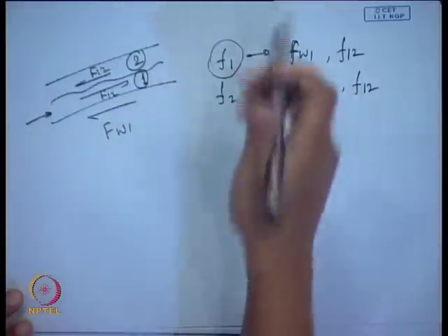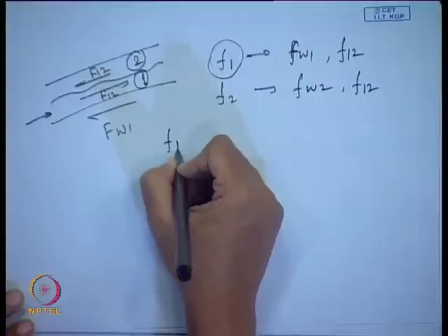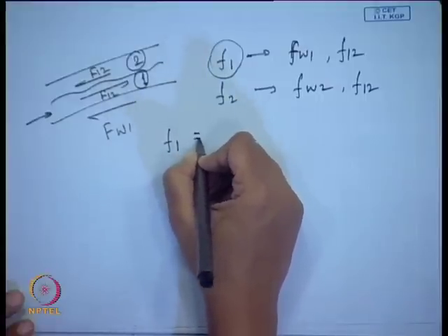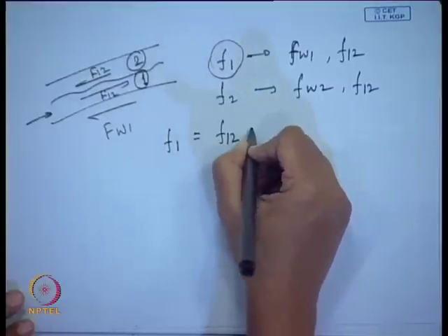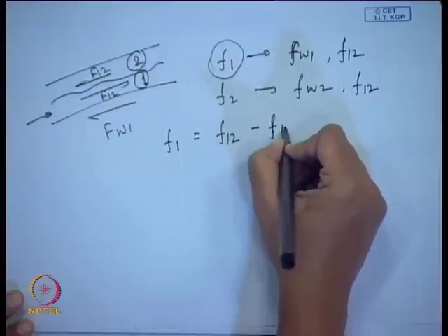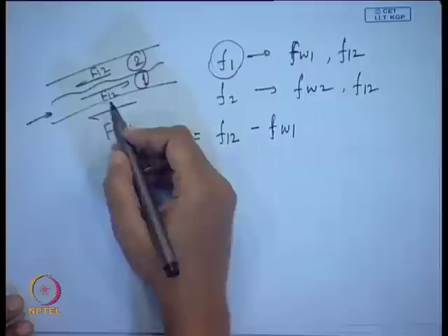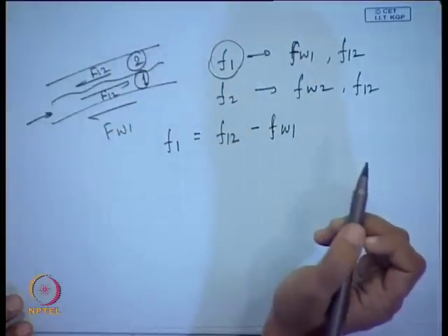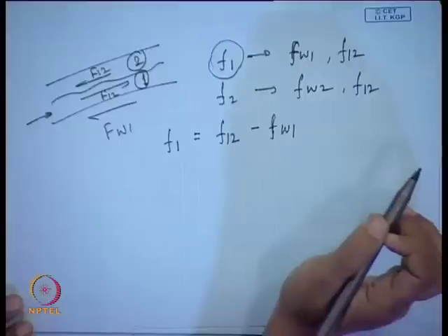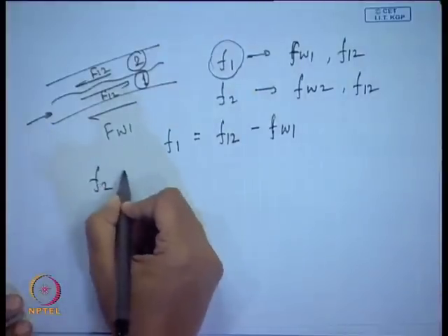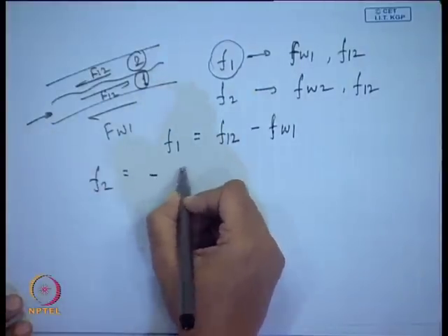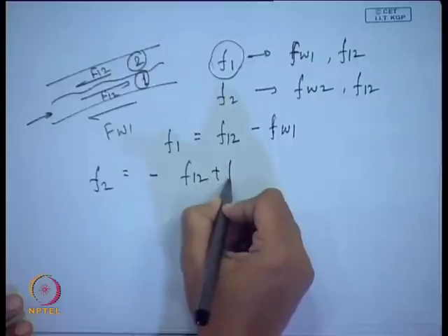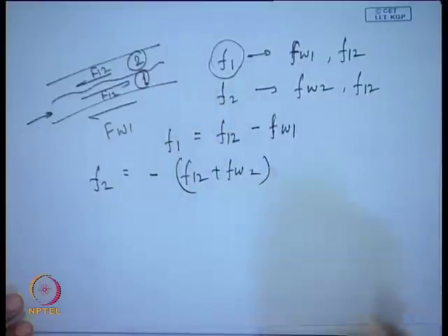F1 comprises, for the simplest case, F12 minus Fw1, isn't it? Because we take the direction of flow as the positive direction. Any doubts anywhere, you get it clarified. What was F2 equal to? This is minus of F12 plus Fw2, yes or no?